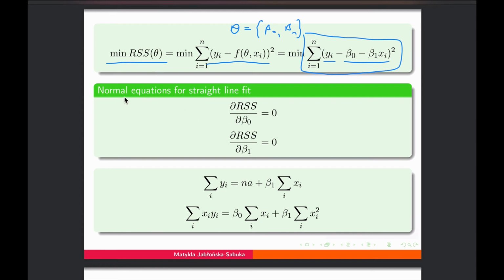And what it means is that we would have to find the normal equations for the straight line fit. So we take the partial derivatives of our residual sum of squares over our beta parameters, and we would like to have them equal to 0 so that we can find those values of beta that are minimizing our sum of squares. When we plug it in and we find the derivatives, we actually end up with these two equations where everything other than beta 1 and beta 0 is given. So we can calculate those two values from our data x, y.